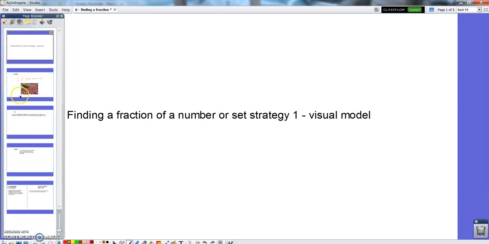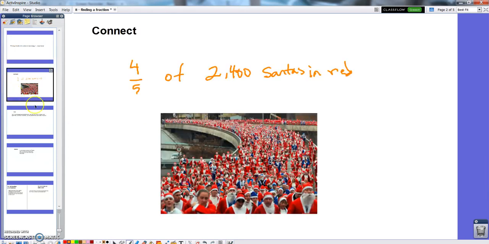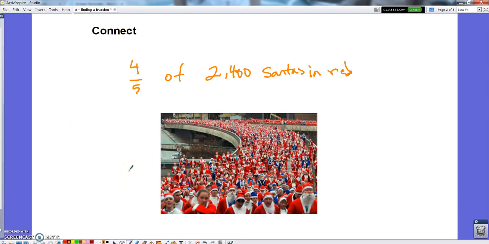So when I say find the fraction of a set or a fraction of a number, we did that yesterday. Remember yesterday we talked about this problem with all these Santas, right? And I said there's 2,400 Santas. That's my set, that's my whole number. And 4/5 of the Santas were in red. And so we tried to figure out that's a fraction of a set or a whole. I like to give things a shot before you've totally learned how to do them. So we actually did this skill yesterday.